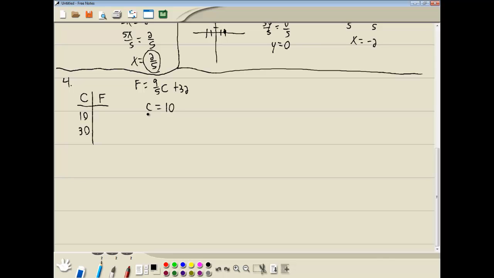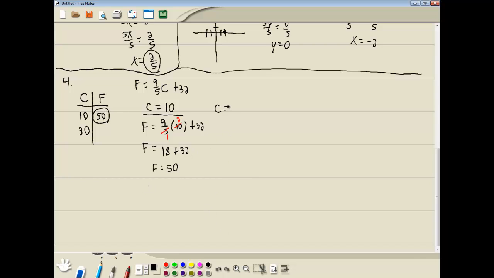First thing we'll do is plug in C is equal to 10. So we got F is equal to 9/5 times 10 plus 32. Well, 5 and 10 both divisible by 5. 5 divided by 5 is 1. 10 divided by 5 is 2. So we're going to have 9 times 2, which is 18, plus 32, which gives us 50. So that'd be 50.